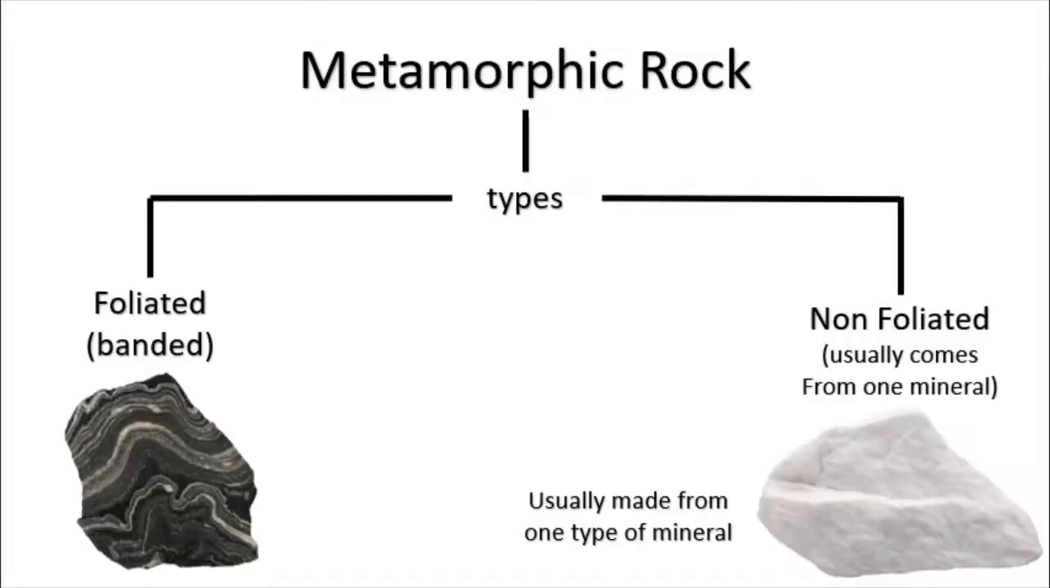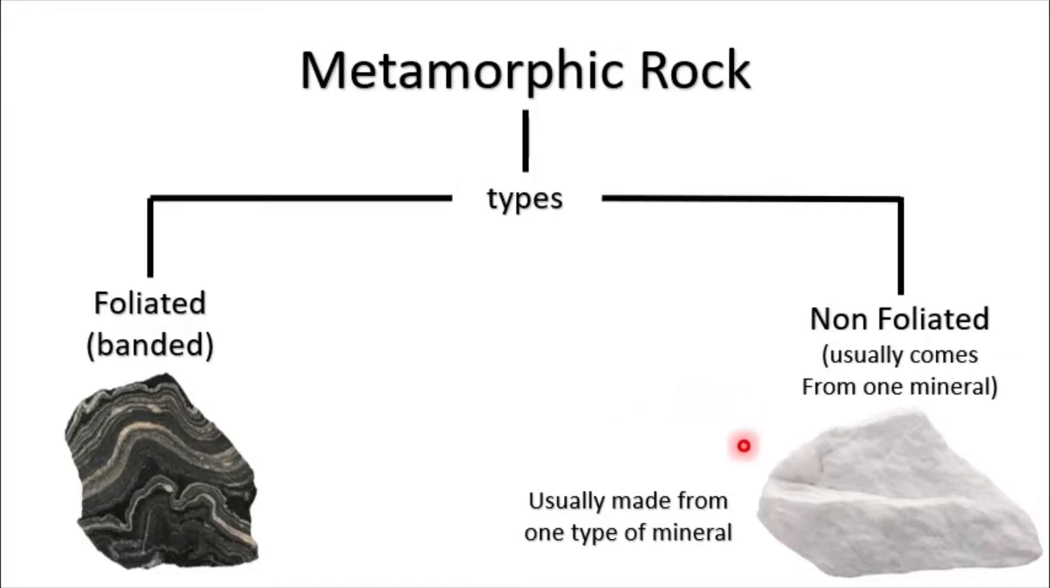So now finally we will be looking at the different types of metamorphic rocks, and the first type is foliated. Another name for that is banded. So you see the bands of lines of those minerals coming from the original parent material of the rock that is found here. So that is one type of metamorphic rock.